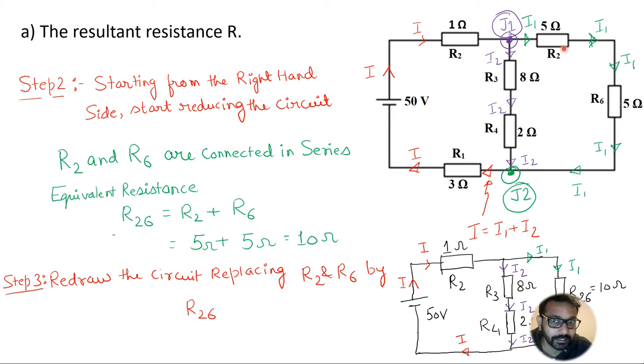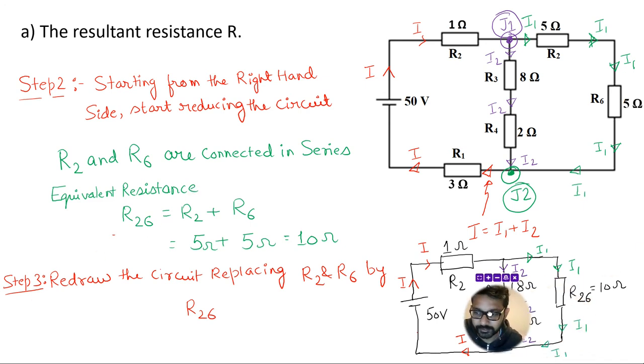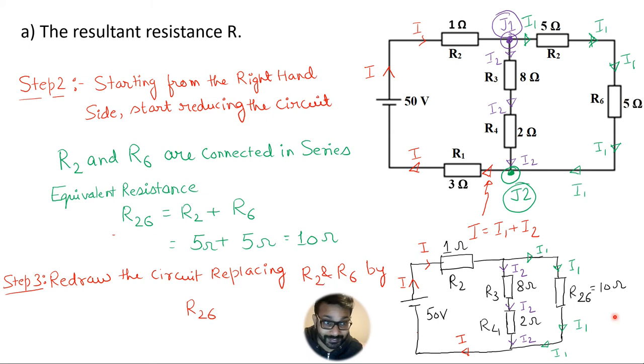So they are connected in series. Okay. So R2 and R6 are connected in series. So after that, what I will do is I will find its equivalent resistance. We have already discussed the formula for finding the equivalent resistance for series connected resistances, right? It is simply the sum of the individual resistances.